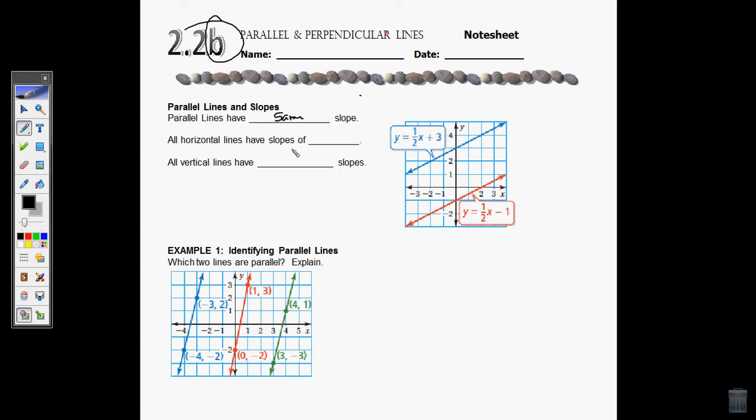All horizontal lines have a slope of, see if we remember this from last time, horizontal lines have a slope of 0. Vertical lines have undefined slopes. Again, my beautiful handwriting coming through. Hopefully you can see that says undefined.